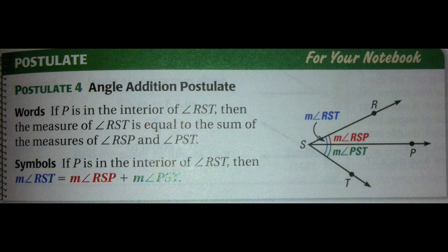So again, you can read the postulate for yourself, but in easy terms, you just add two angles together that are touching each other, that share a common ray, and they will give you the total of the larger angle. Pretty self-explanatory. And as always, if you ever have any questions, please ask me in class or in tutoring.